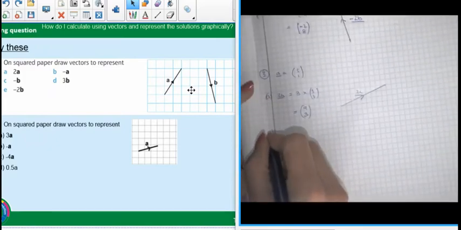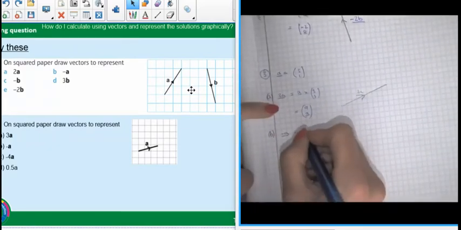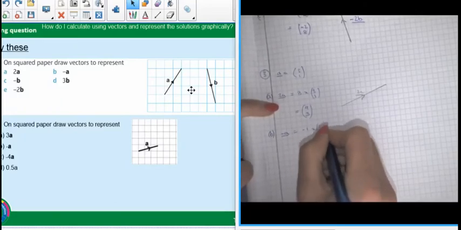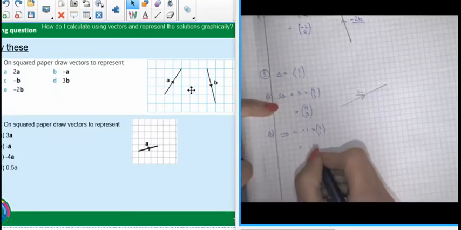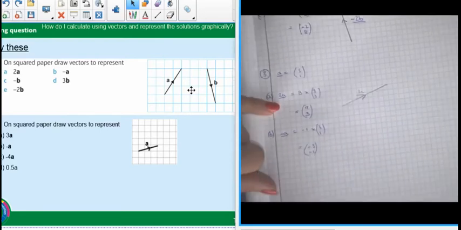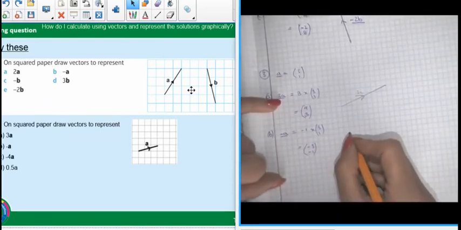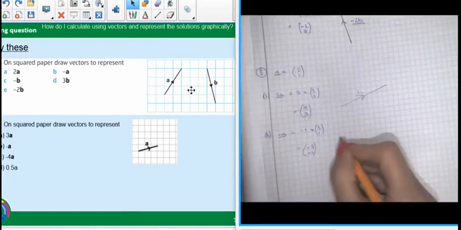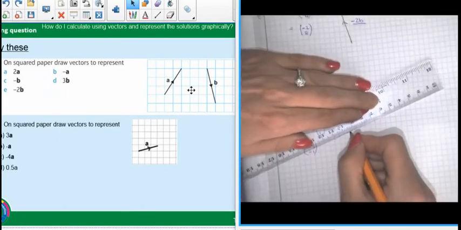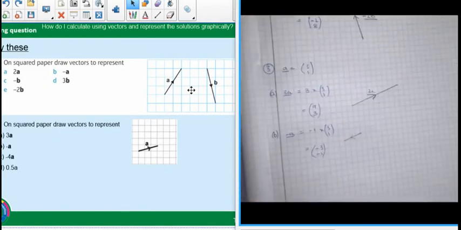Negative a will be equal to negative 1 times (3, 1), which is (-3, -1). Start here, 1, 2, 3, 1. So this should be a, but in the opposite direction.